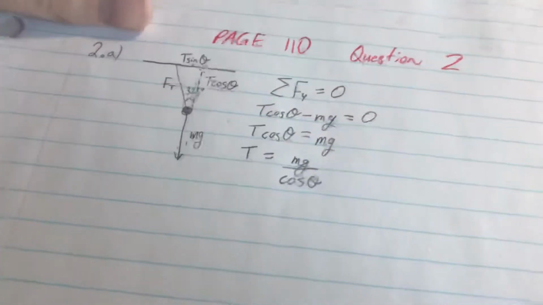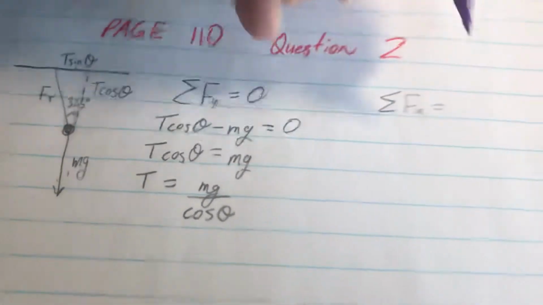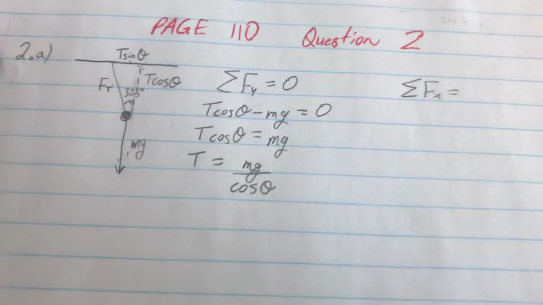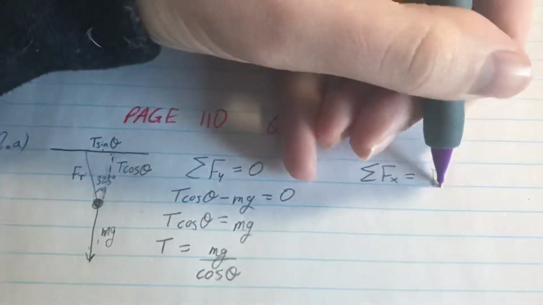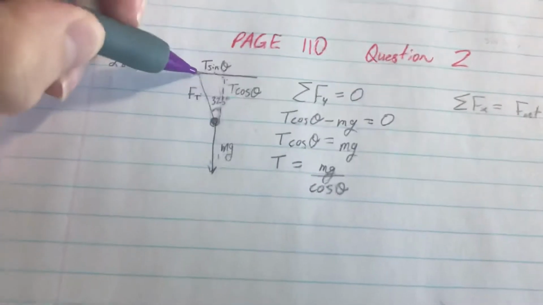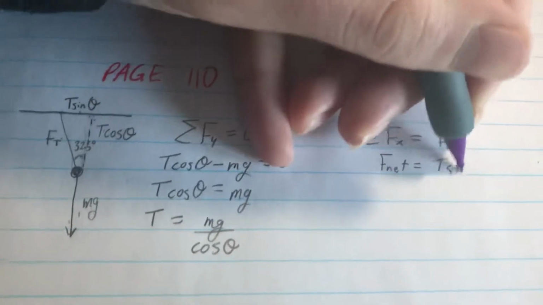Now let's go to the sum of the forces in the x direction. Since the ball is not moving up or down, the sum of the forces in the x direction is the F net. And the only force we have in the x direction for this question is T sine theta. So F net equals T sine theta.